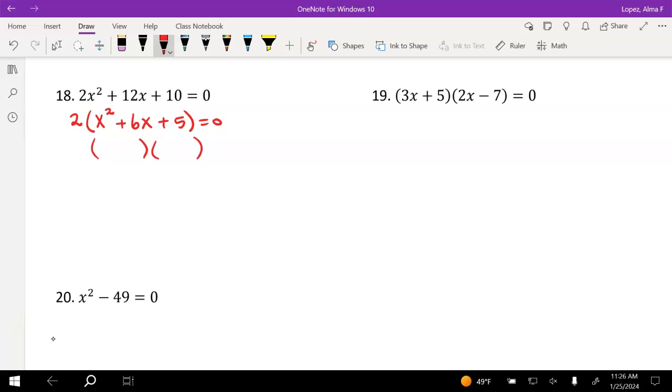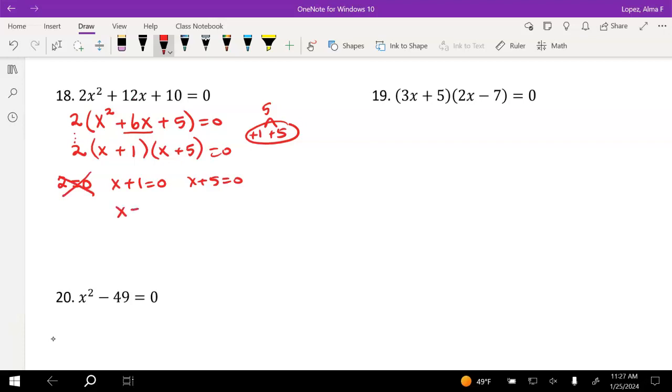Now that's a type 1, so immediately I'm going to go ahead and open up my 2 parentheses. Don't forget to bring that 2 down. Factors of 5, 1 and 5. I need to put the signs in so that the two numbers add up to positive 6. So they'll both be positive. So now factors of x squared are x and x, and the factors of 5 I want to use are plus 1 and plus 5. Now that it's completely factored, I'm going to set each factor equal to 0. The 2 doesn't mean anything. This is going to give me an x of negative 1, and that will give me an x of negative 5.